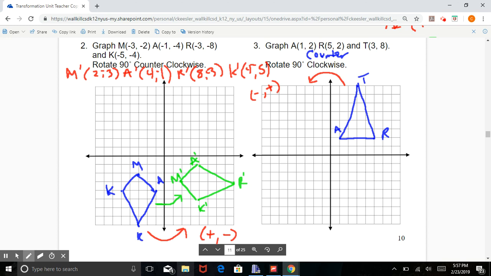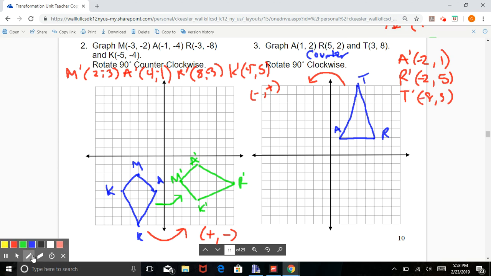So we can apply the rule to our coordinates. So our A, if I switch the coordinates, it's going to be 2, 1. And then apply the new signs, it's going to be negative 2, positive 1. R prime is going to be 2, 5, switching the coordinates, and then applying the signs, it's going to be negative 2, positive 5. T prime, switching the coordinates, is going to be 8, 3. And applying the sign, it's going to be negative 8, positive 3.